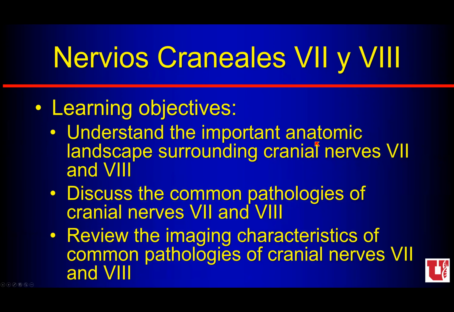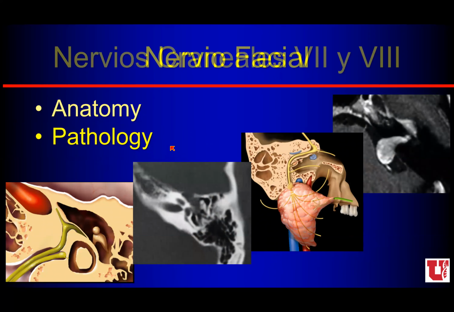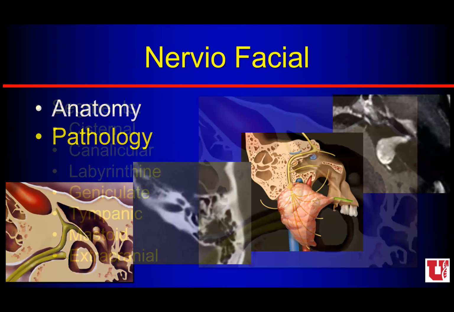So we're going to look at the important anatomy that's around cranial nerves 7 and 8, and we'll discuss a couple of the more common pathologies and look at the imaging characteristics of those nerves themselves. So for each of those, we'll look at the anatomy of the nerve, and then we'll look at some of the more common pathologies that happen to that nerve. So first we'll do the facial nerve.